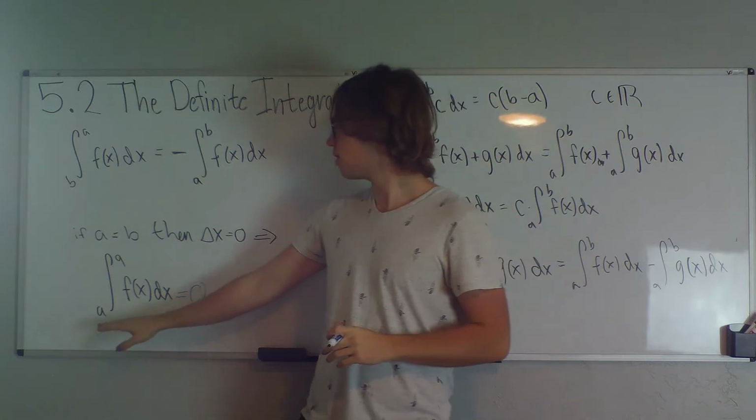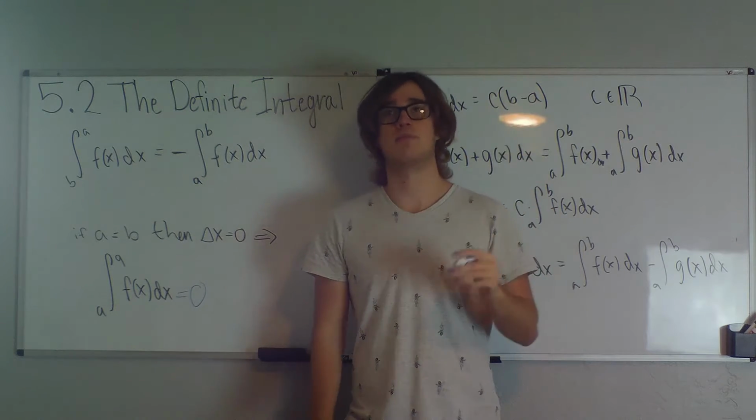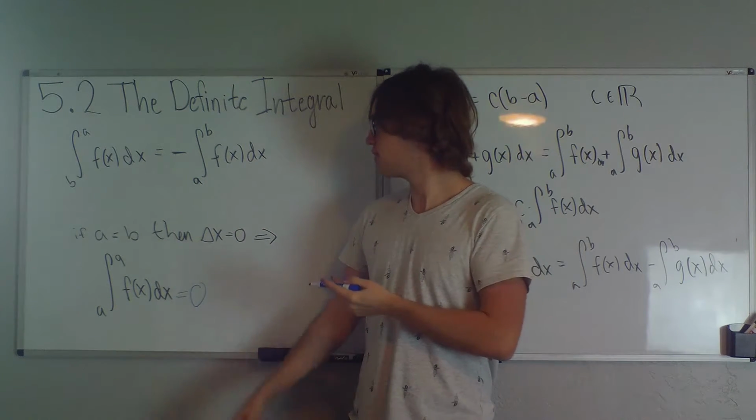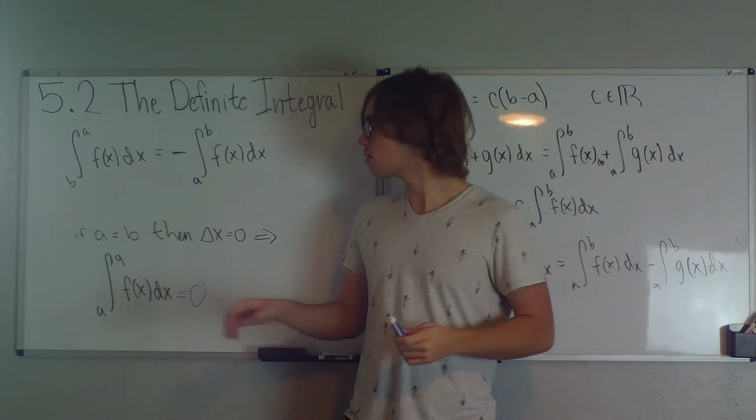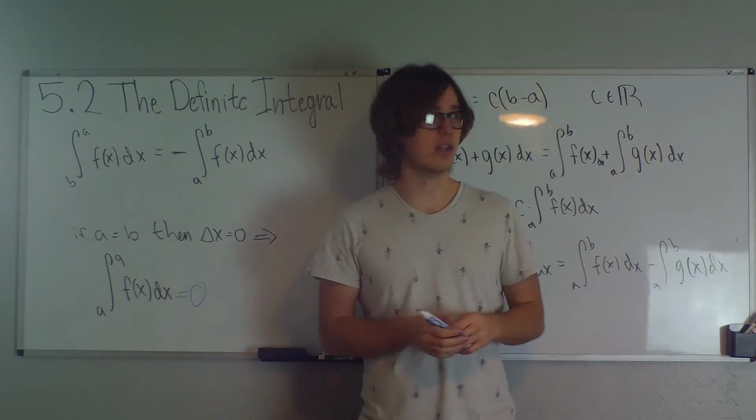So just notice if you see, oh, the integral from 2 pi to 2 pi of some nasty looking function with cotangents and stuff, well, it's just from a to a, so it'll equal 0.